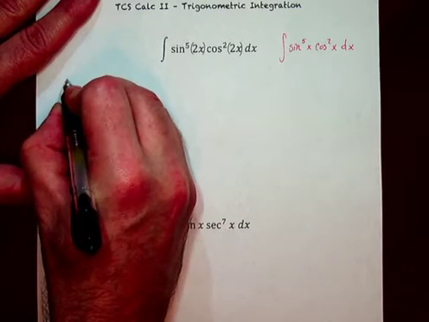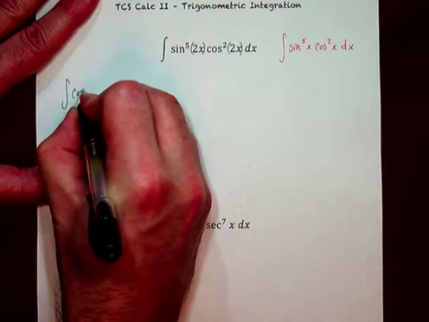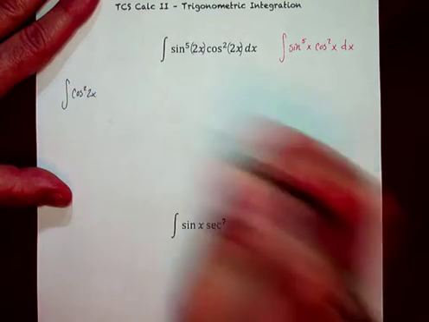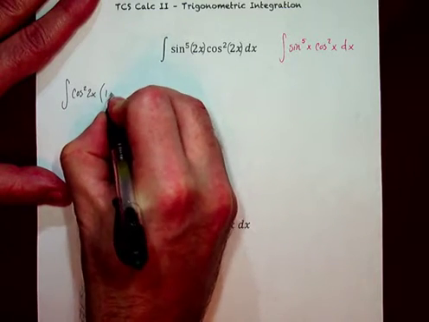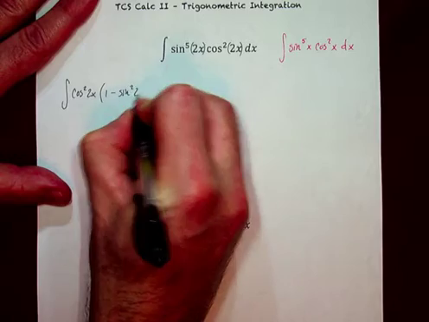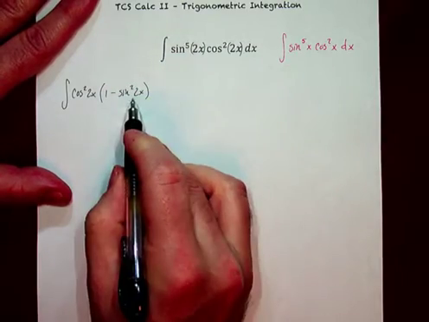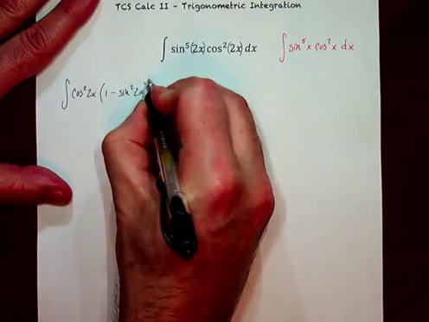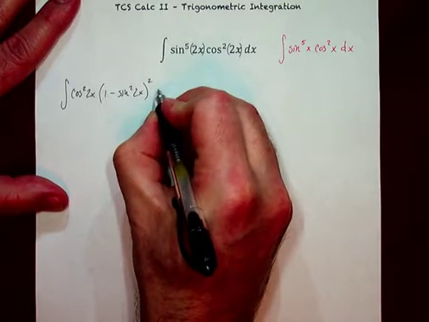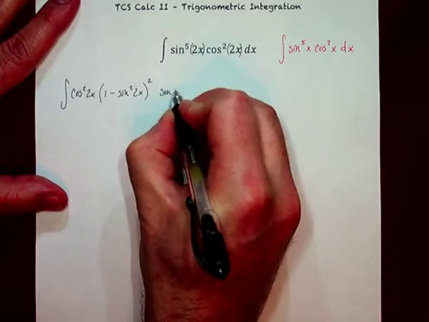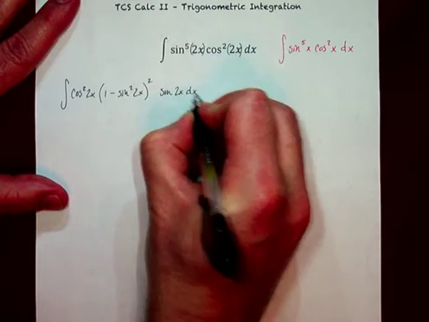Okay, so what we're going to do is let's go ahead and write that cosine squared 2x first. Then let's do the 1 minus sine squared 2x. Well, that will be for 2 of them, but if I want it to be for 4 of them, I'm going to have to go ahead and square that bad boy. And what's left over is the sine of 2x dx.